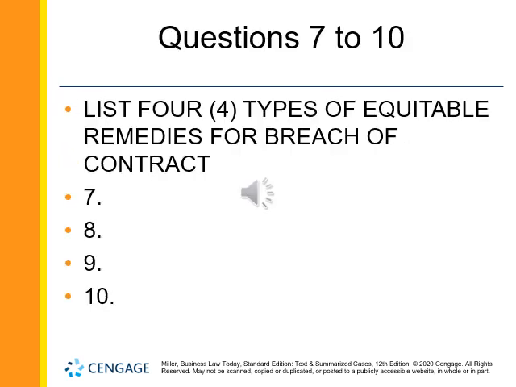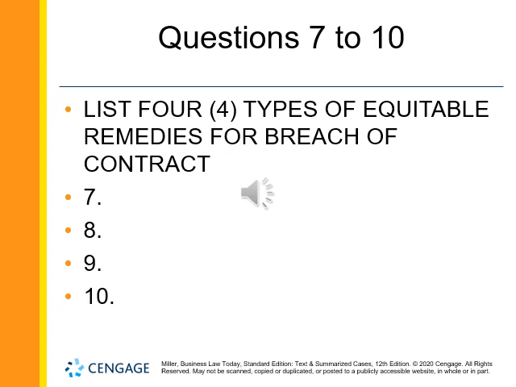Quiz questions number 7, 8, 9, and 10. These questions are going to require a very, very short answer response. List the 4 types of equitable remedies for breach of contract. After each number, I want you to list one of the 4 types of equitable remedies, and one only.